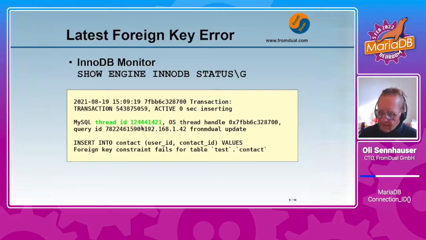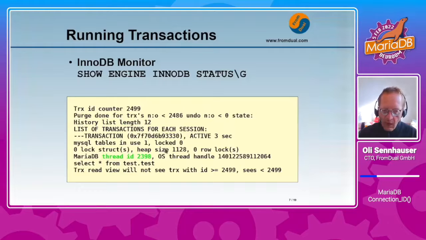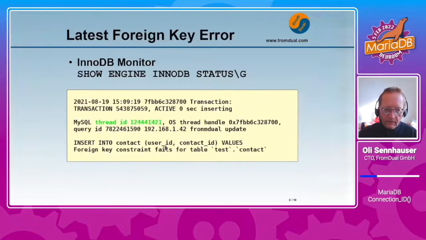Where else can we see the connection ID? Again, in the InnoDB monitor, in show engine InnoDB status, there is another section called latest foreign key error. And here again you see the connection ID. It's called thread ID again. And you see which connection has caused the foreign key error with this command.